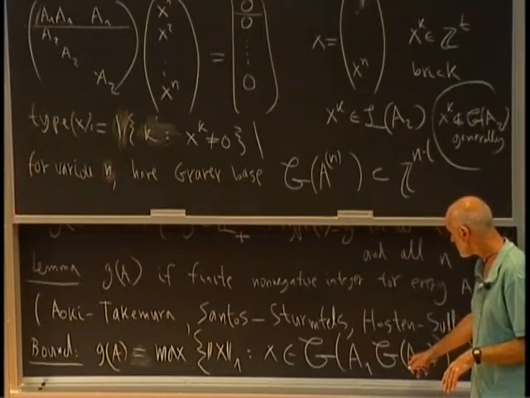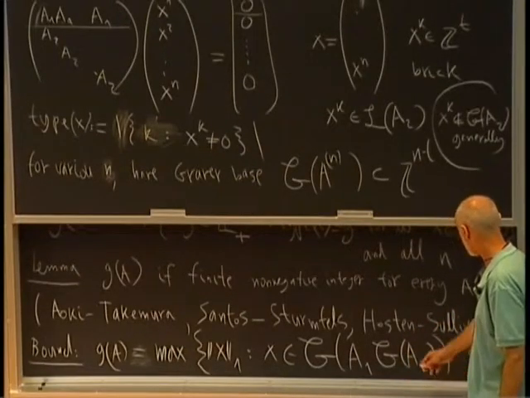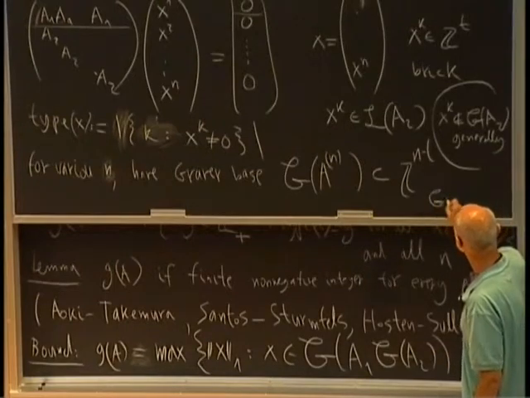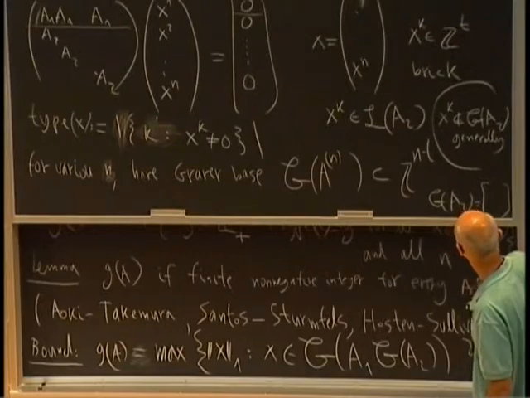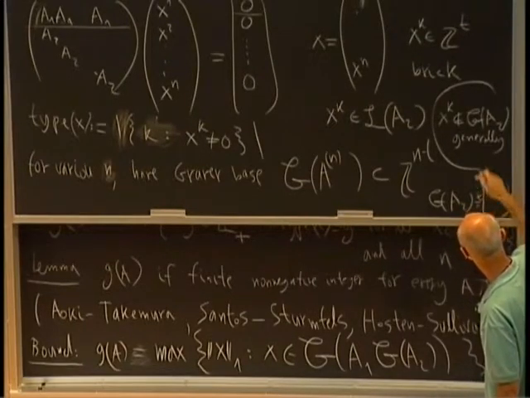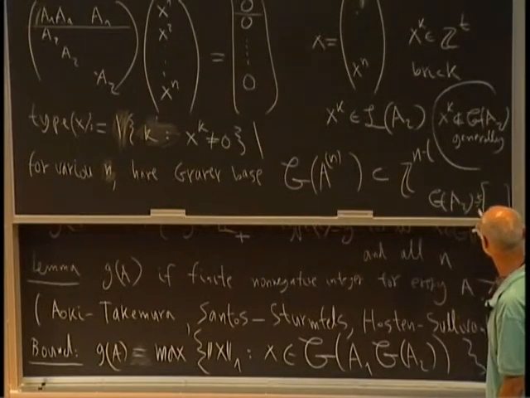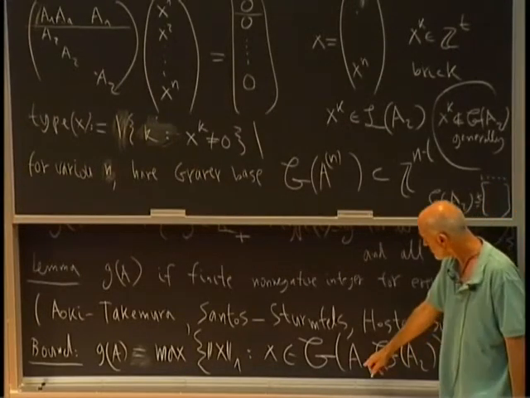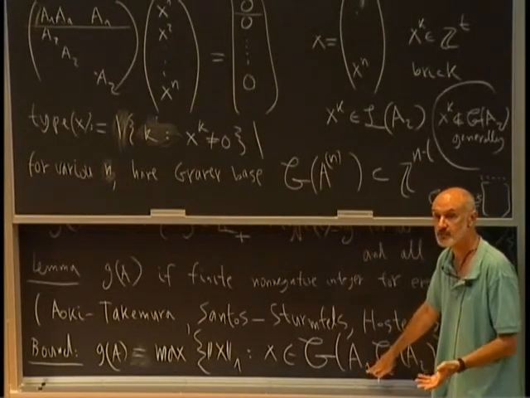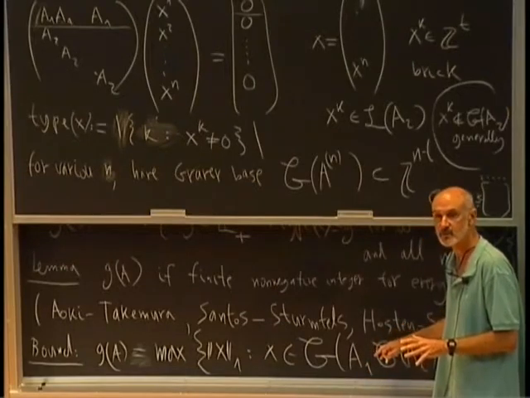Now you write this one as a matrix. So you write G(A2) as a matrix. G(A2) now is a matrix of T rows, and you have many columns. And now you can multiply this by the matrix A1, you get a new matrix. Again, this matrix is fixed once and for all.